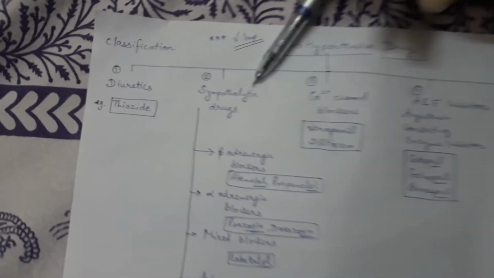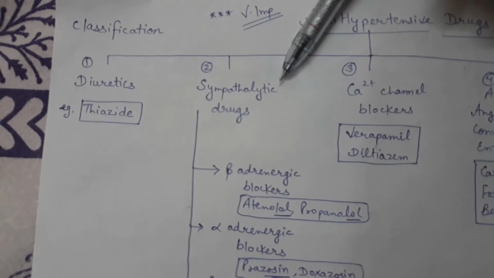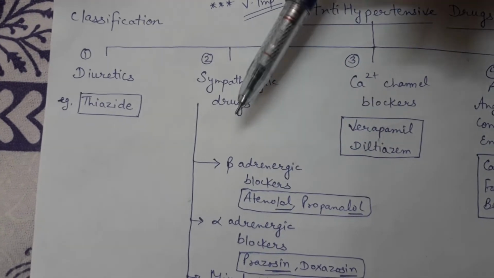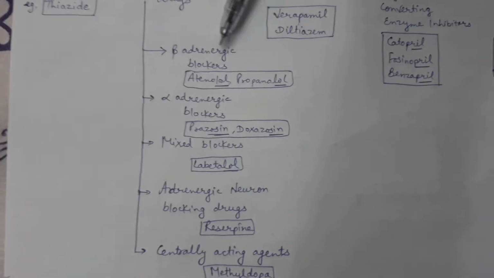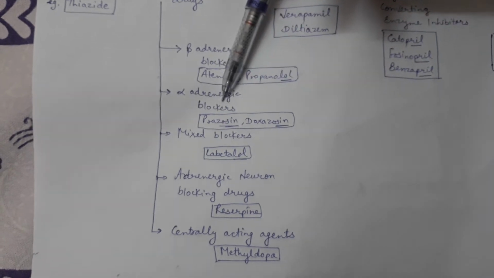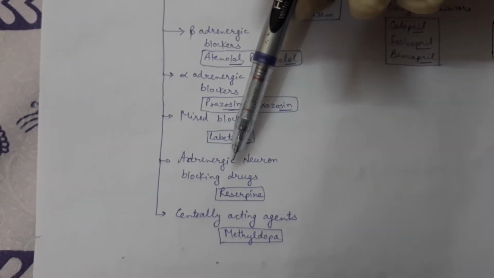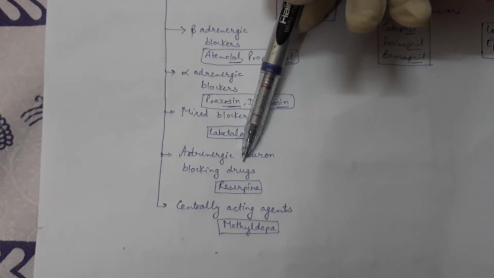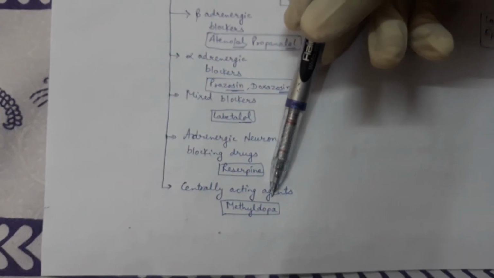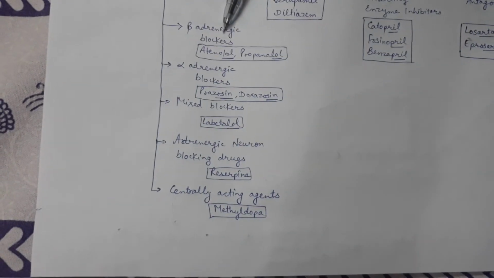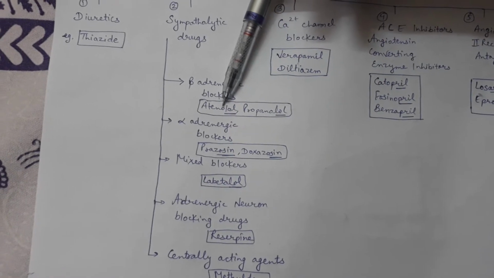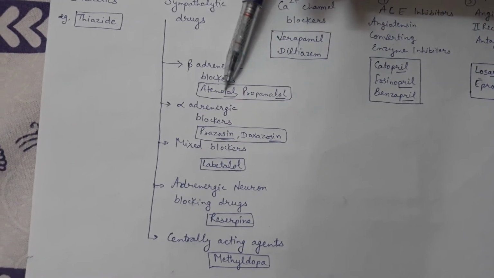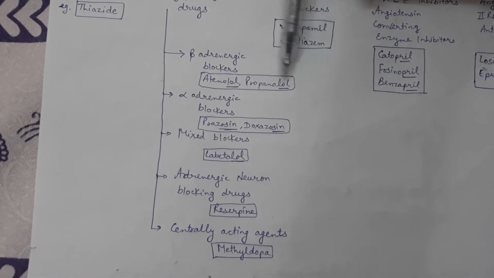Second is sympatholytic drugs, which decrease the sympathomimetic activity. These classes are beta blockers, alpha blockers, mixed blockers, adrenergic neuron blocking drugs, or centrally acting agents. In beta blockers, examples are atenolol and propranolol. Here the suffix is lol.